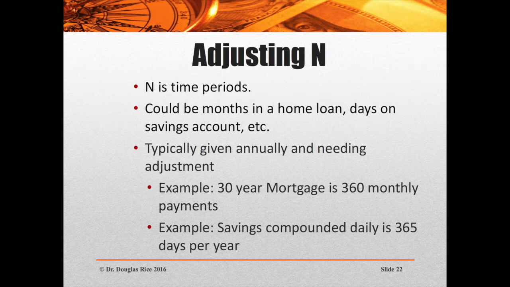The time period that we're talking about needs to be adjusted so that the correct number of time periods is calculated. For example, a 30-year mortgage is 360 monthly payments. Obviously, 12 periods per year times 30 years is 360. Another example would be savings accounts compounded daily at 365 per year. So if you had a savings account for 5 years, you would have 365 times 5 as N in the calculator, so it would compound on a regular basis.